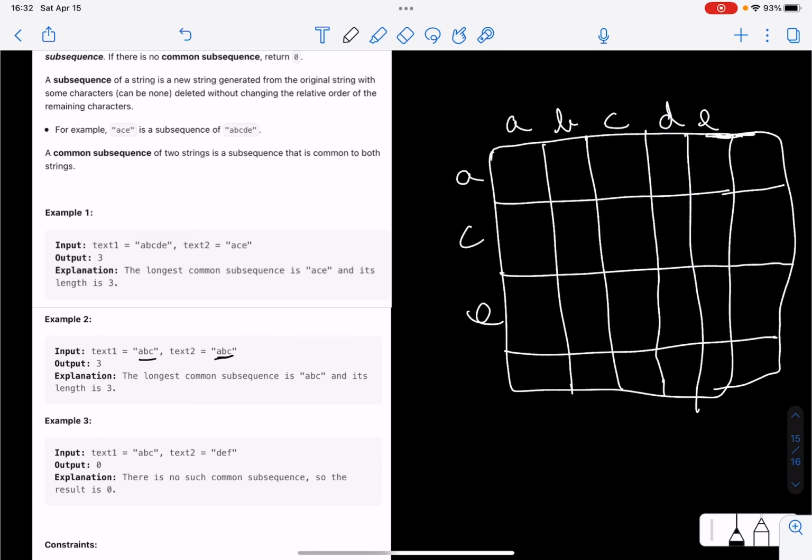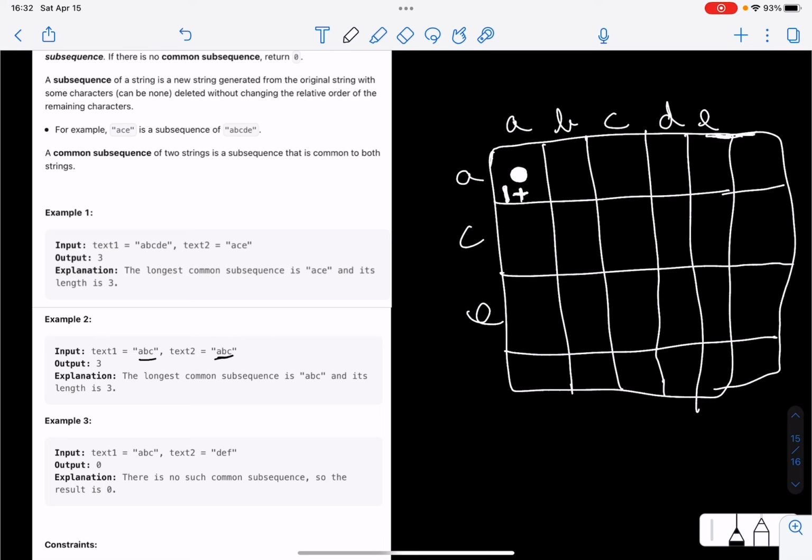So let's say we start from here because we want to find the common subsequence between this whole word here and the whole word here. So how do we find the length of the common subsequence over here? So A and A are equal, so they will be a part of the common subsequence. So the A contributes a length of 1, plus we would have to look at the common subsequence between the remaining part of the strings.